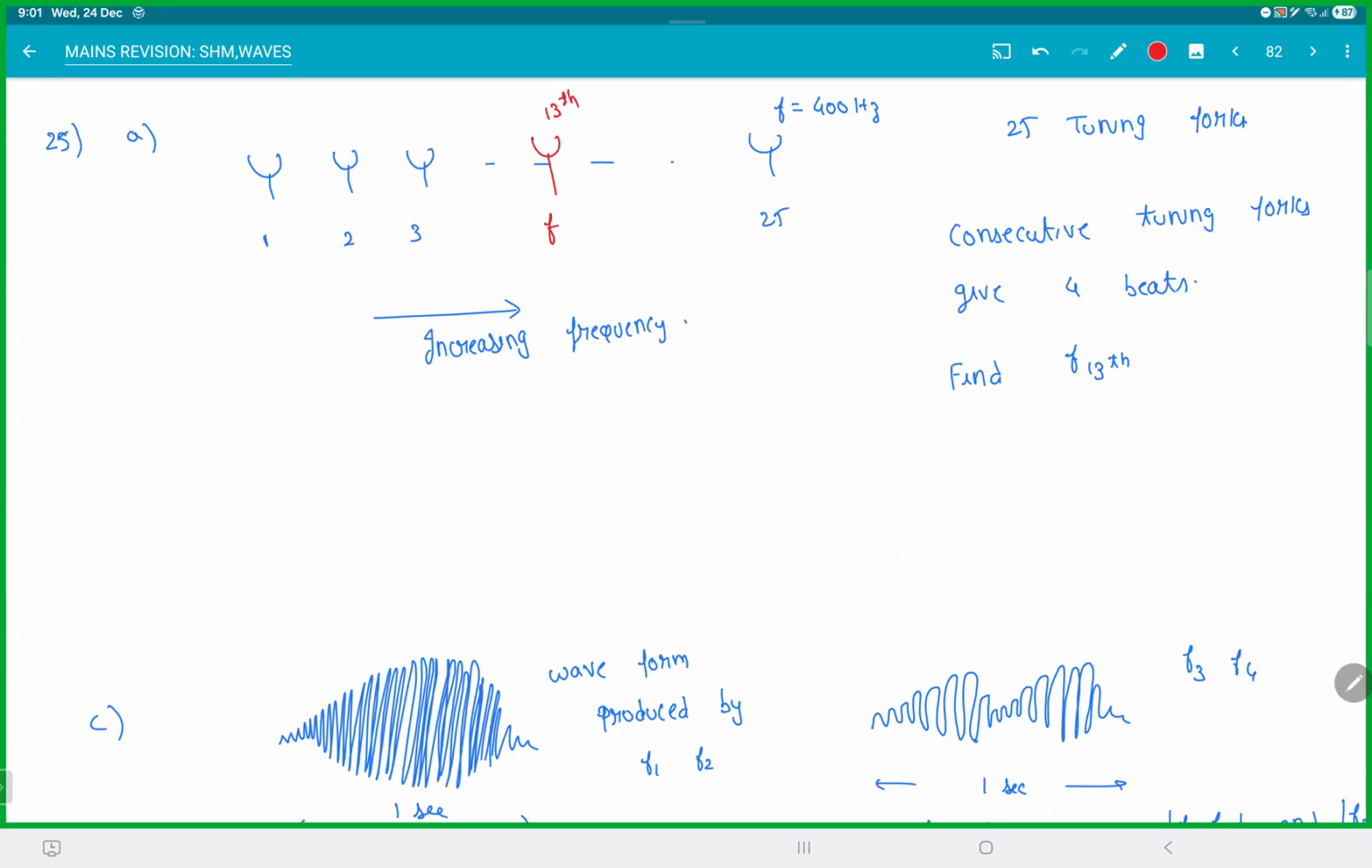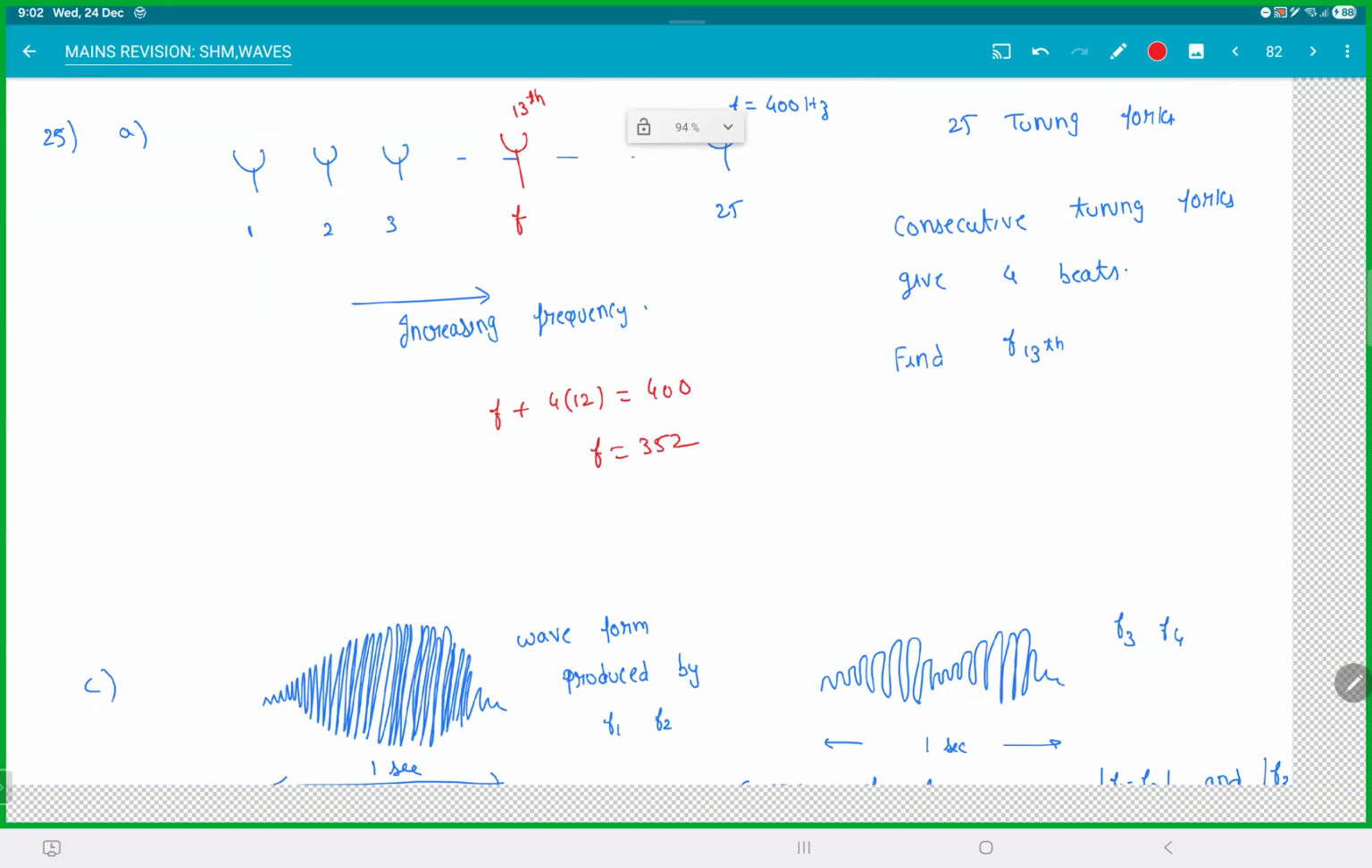So from 13 to 25, how many are there between them? There are 12 tuning forks between them, right? 14, 15, 16, 17, 18, 19, 20, 21, 22, 23, 24, 25. There are 12 tuning forks there, and the difference between them is 4. So F plus 4 into 12 must be 400. F is 352. Clear?